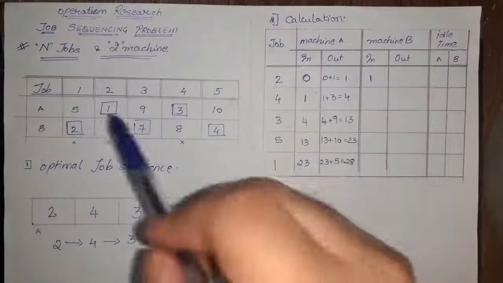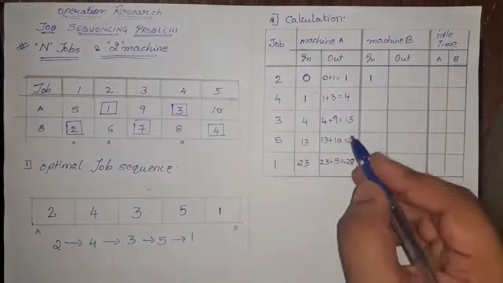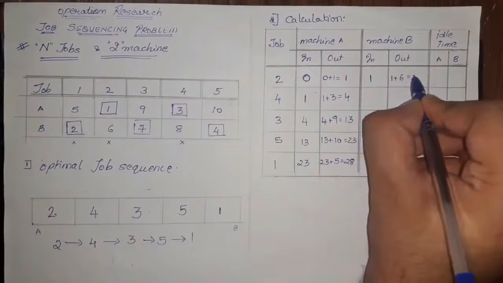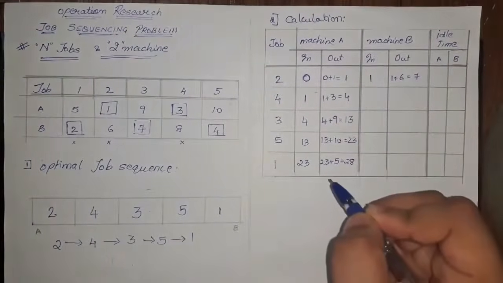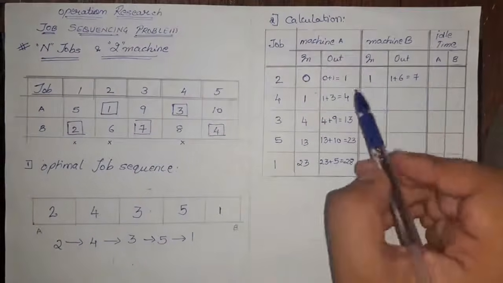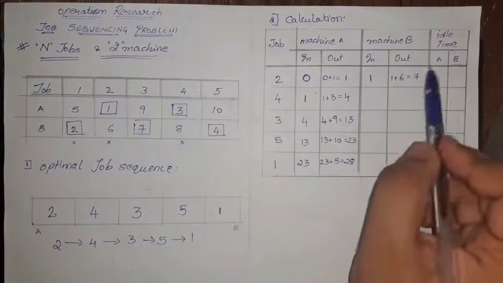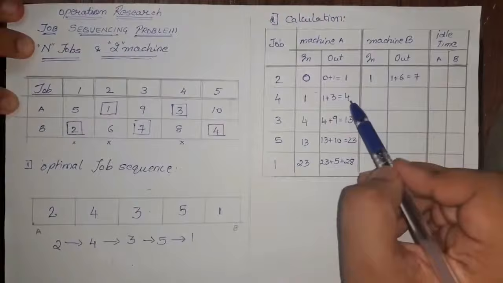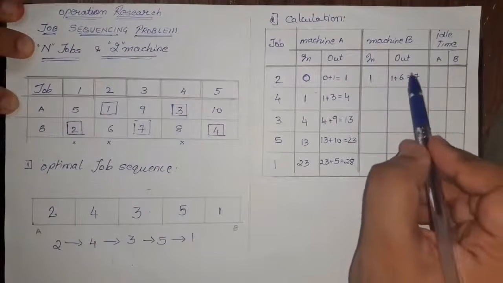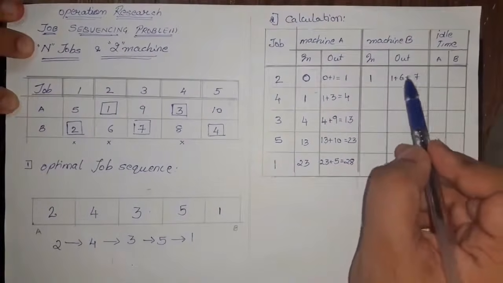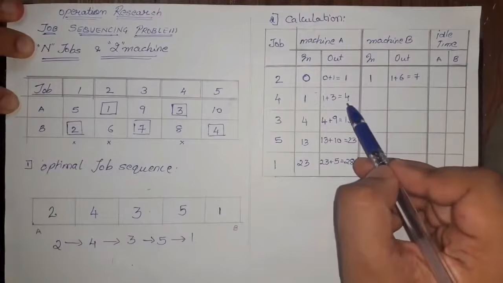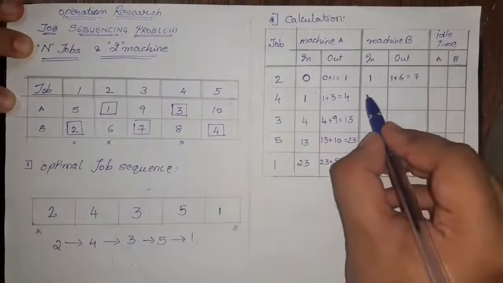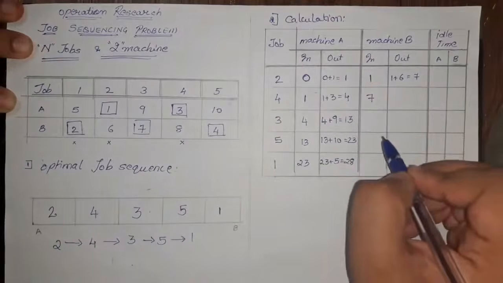Okay, machine B under job 2 has taken 6 hours. So the out time will be 1 plus 6, which is equal to 7. Again, the rule was whatever is the out time will become the end time, but here you have to be very careful. If the out time of machine B is more than that of machine A, then it has no issues. You can directly bring it down. So here it became 7.